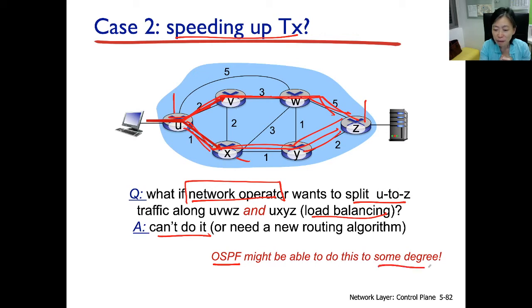Yeah, OSPF might be able to do it to some degree, but again, you can imagine there is other traffic that needs to go through the same network, right? Changing these link costs helps the flow UZ, but what about the other flows?